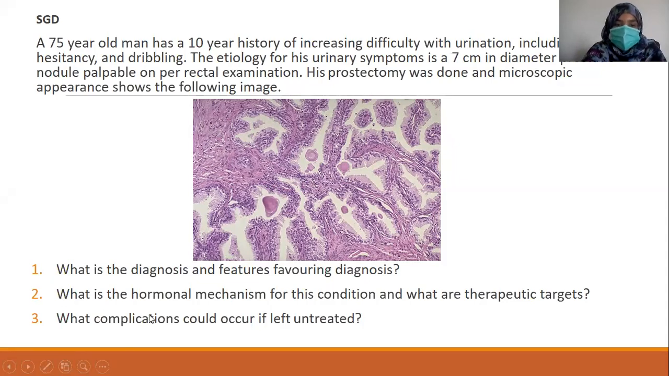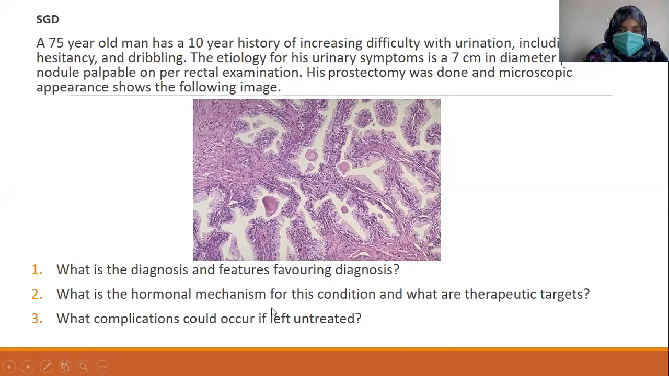So what is the diagnosis? It's BPH. What are the features favoring the diagnosis? First of all, age and gender, and it's a prolonged history. Number 3, in this picture you can see glandular element hyperplasia and corpora amylaceae. So these are all the features that favor BPH.